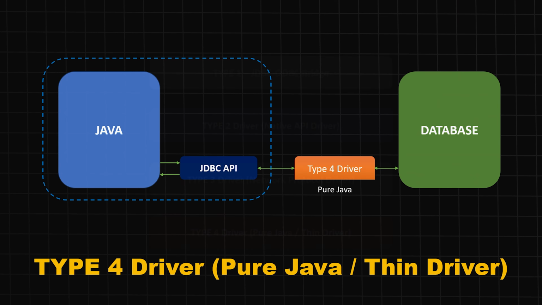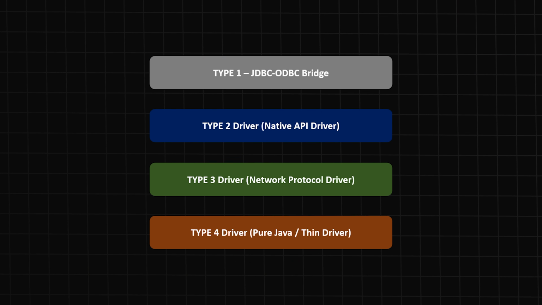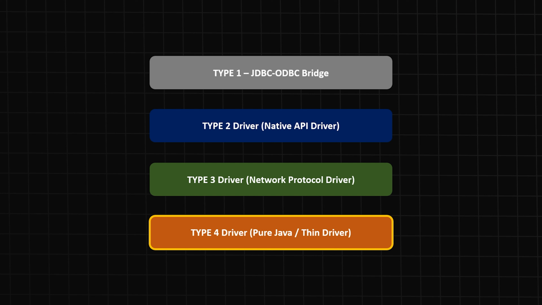So we have seen all the types of drivers, and we can clearly say that each JDBC driver was not a mistake. It was a step in evolution. Every new type was created to solve the limitations of the previous one. Today, the type 4 driver dominates because it perfectly aligns with Java's philosophy of portability, platform independence, performance, and simplicity. And in our whole series, we are going to implement and use the type 4 driver, that is the thin driver.